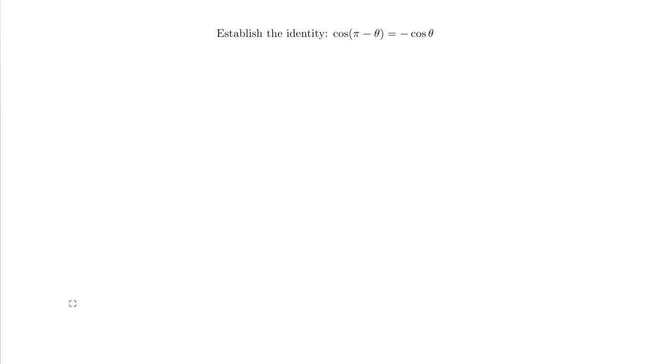Alright, let's take a look at how to establish the identity using the sum and difference formulas. So here I have the identity cosine of pi minus an angle theta is negative cosine of theta.